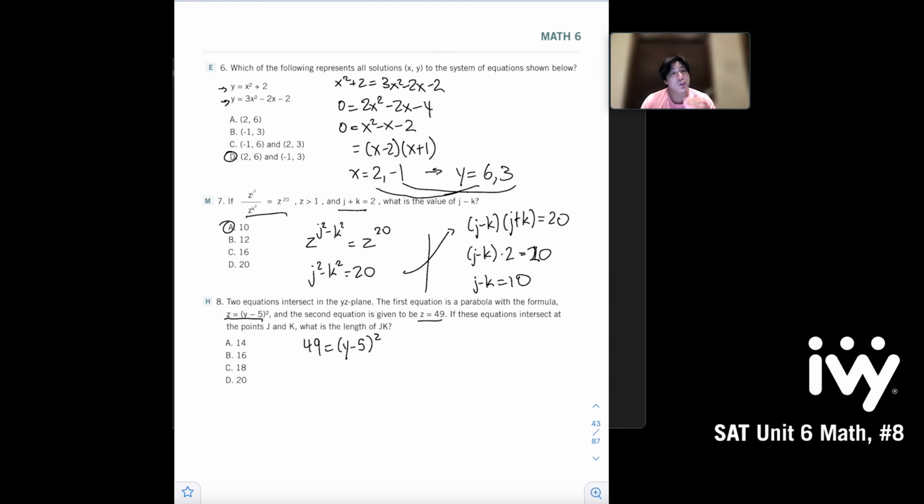So what we can do is go ahead and square root both sides. Make sure we're careful with this. Once you square root both sides, the left-hand side can be plus or minus 7, and the right-hand side is going to be just y minus 5. So now, if we go ahead and add 5 to both sides, being very careful how we add 5 to both sides, we now are left with y is equal to plus 7 plus 5, which is equal to 12, or negative 7 plus 5, which is just negative 2. So in this case, our points are going to be at 12 and negative 2, which means the distance between these two is going to be 14, A.